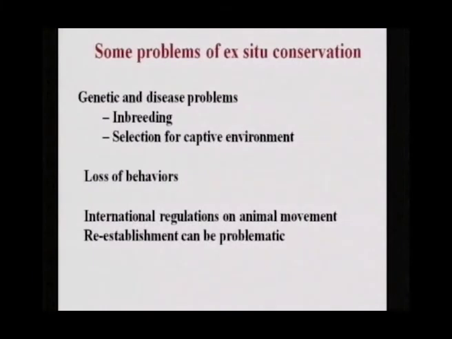And some others are genetic and disease problems, that is inbreeding as well as selection for the captive environment, which are the main genetic issues, and some of the animals will lose their behavioral aspects also. And international regulations on animal movement and re-establishment can be problematic. So, we cannot move an animal as we wish. Before doing that, we have to follow the rules of the government.